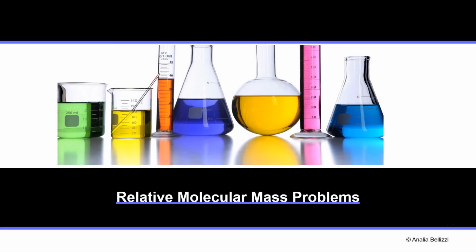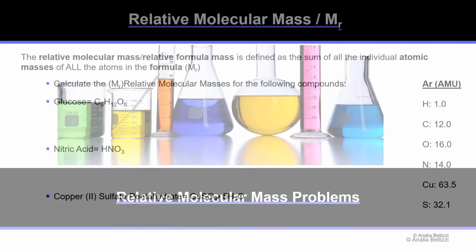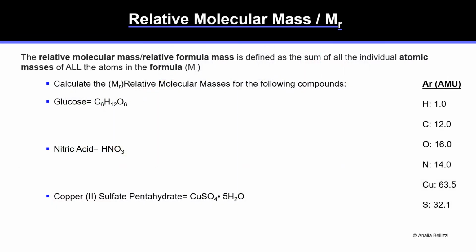In this video, we will cover everything related to relative molecular mass. When they ask you to calculate the MR, they can refer to two different things. The relative molecular mass refers to any compound that is covalent, like glucose or nitric acid, or relative formula mass, which is the case of the copper sulfate because it's an ionic compound.